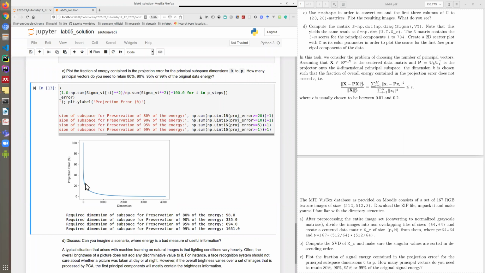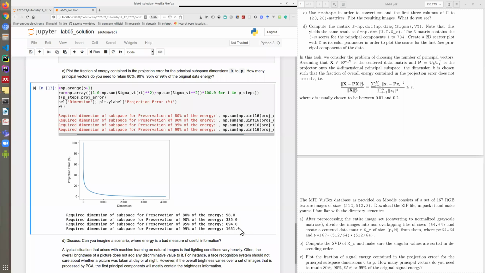It is orders of magnitude less, and with this number of dimensions we are already preserving 80% of the energy. If we want to preserve more energy, for 90% energy preservation we need 335 dimensions, still quite less compared to 4096. Similarly, as we increase our threshold, the number of dimensions keeps increasing. If we want to preserve 99% of the signal energy, we still need less than half. 4096 and its half is 2048, and we need only 1651 dimensions.